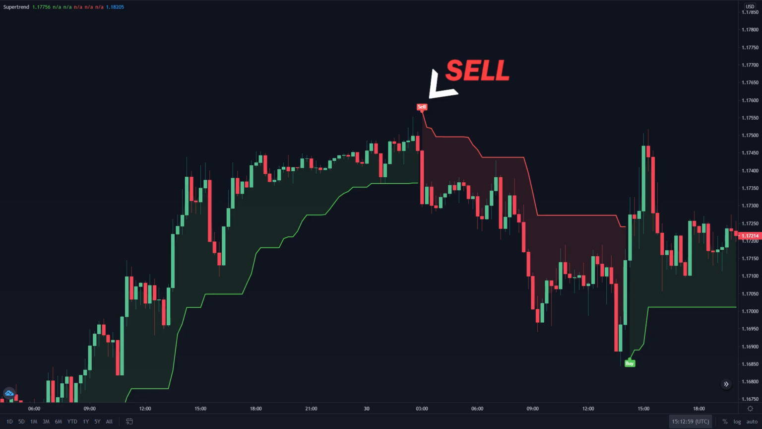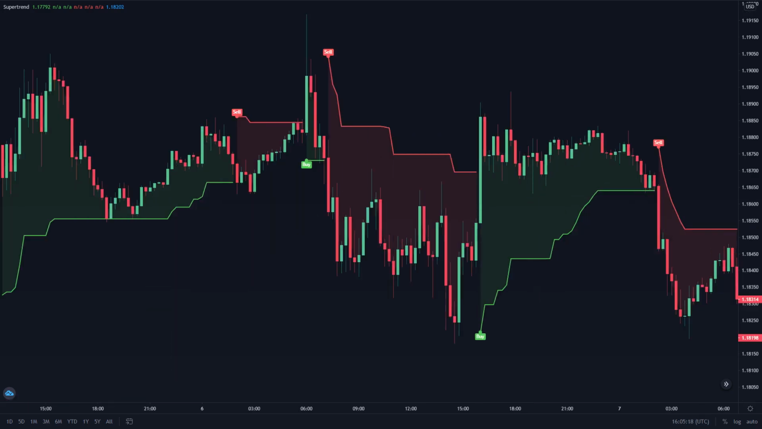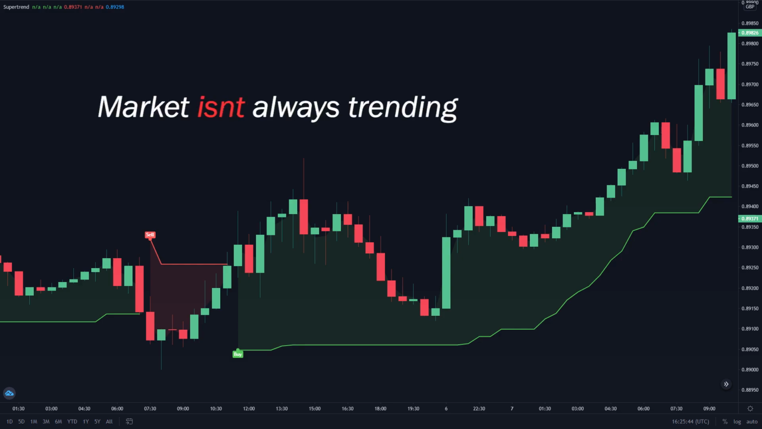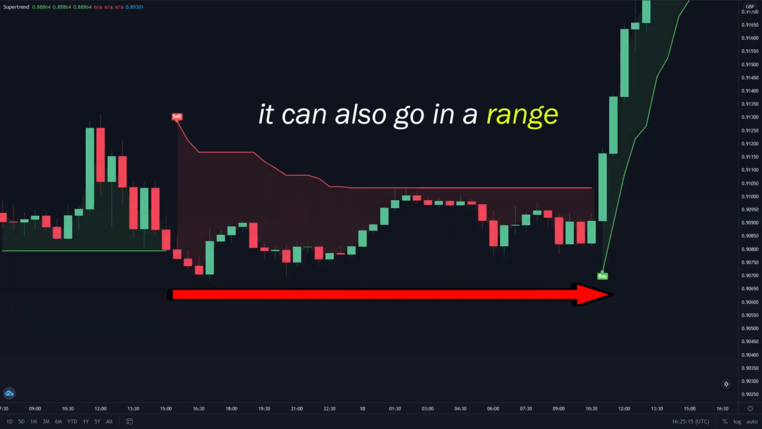But there's actually one big problem if you use the strategy this way, because the Supertrend indicator is constantly giving out signals non-stop. So when you're using this indicator, there are no times where you don't take any positions. You are forced to take either a buy or sell position. There are no stops. This can be a huge problem, because if you're a trader, you need to know that the market isn't always trending. The market can also go in a range.